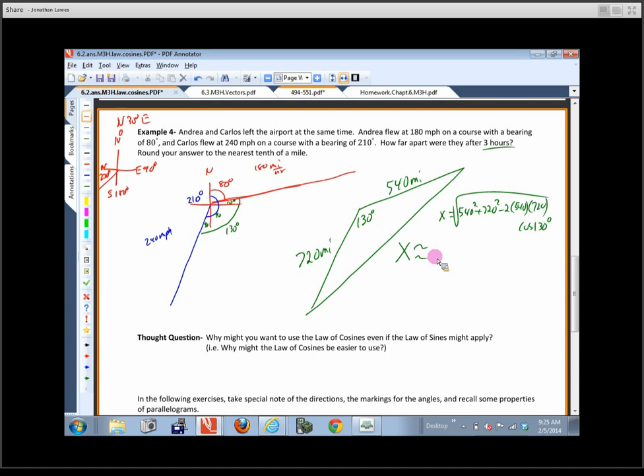1,144? Is that right? So 1,144 miles. 0.47 miles. So about a half a mile. 1,144 and a half a mile. Okay? So there would be the answer for that.